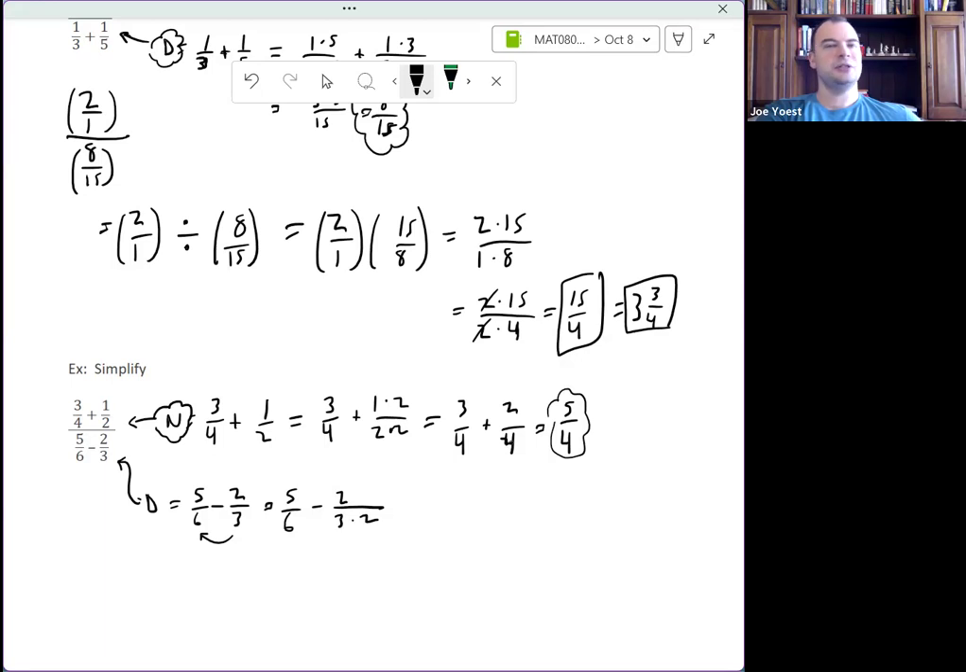I want to multiply by 2 on the bottom so that I get a denominator of 6. And I need to not change the value of the fraction to respect the equivalent fractions property. I need to multiply by the same number in the numerator as well. So 2/3 is the same as 4/6. And I have 5/6 minus 4/6. 5 minus 4 is 1. And that's 1/6. That is my denominator.